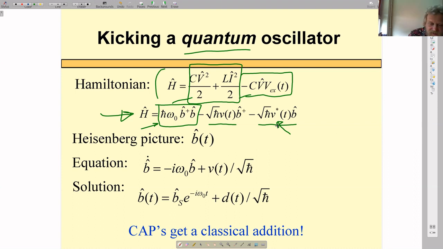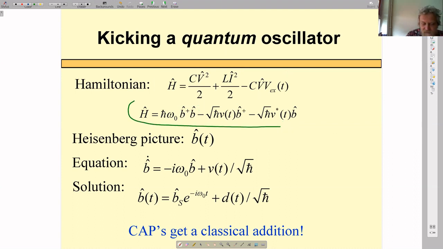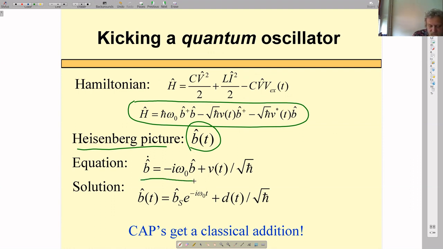Good, starting from this Hamiltonian, let us derive Heisenberg equations for the creation and annihilation operators. Right, this part of the equation we know, and this part describes a new piece, the voltage source. Right, so it's a linear equation, it's easy to solve.